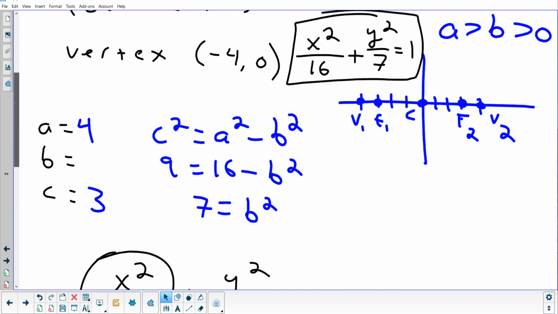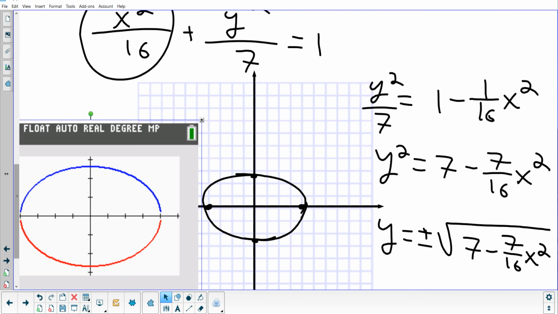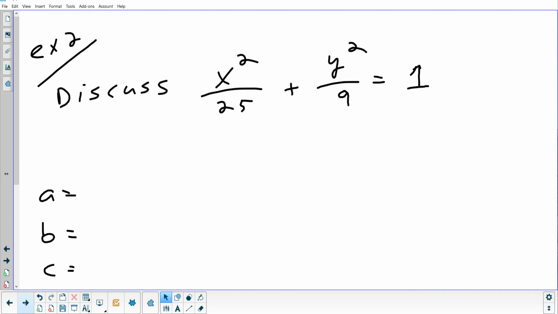Any questions on what we did there? It's not really hard, it's just getting into the habit of remembering what the formula is and what A and B and C all mean. All right, let's look at this one. So discuss. Whether you're doing a problem that says discuss, or like we did in the last one, writing an equation, figure out your A, your B, and your C first. That'll help you to do everything you need to do.